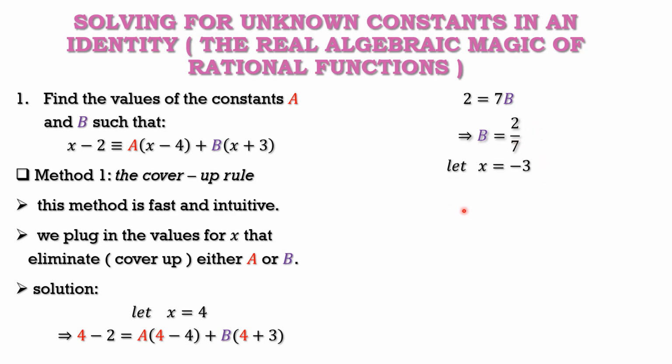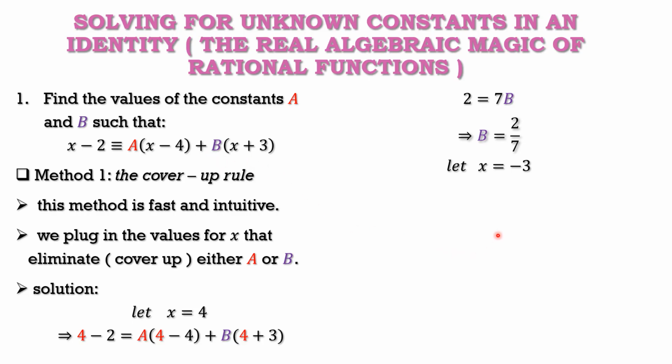Now, let x also represent minus 3. Why am I doing that? In order to cover up b to find a. So if I want to cover up b, this expression is supposed to go to 0, so that when b multiplies 0, the result will be 0.